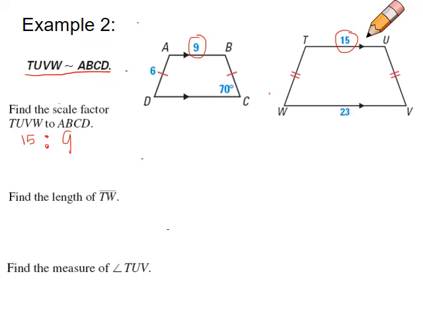15/9. And we always want to write our scale factors or our ratios in simplest form. So we can divide out a 3 out of both 15 and 9, so that's 5/3. So that's my answer for that one.